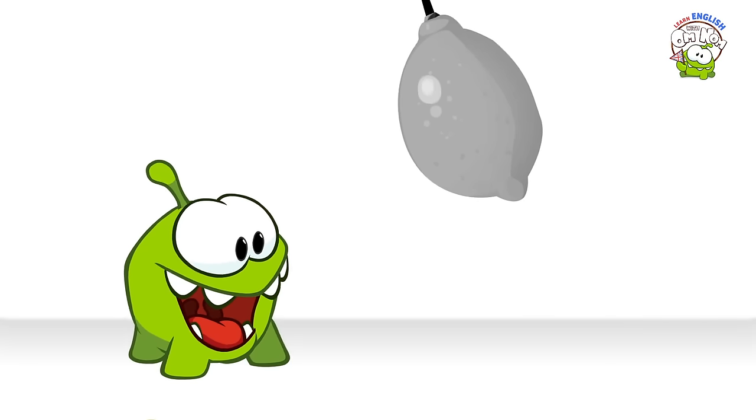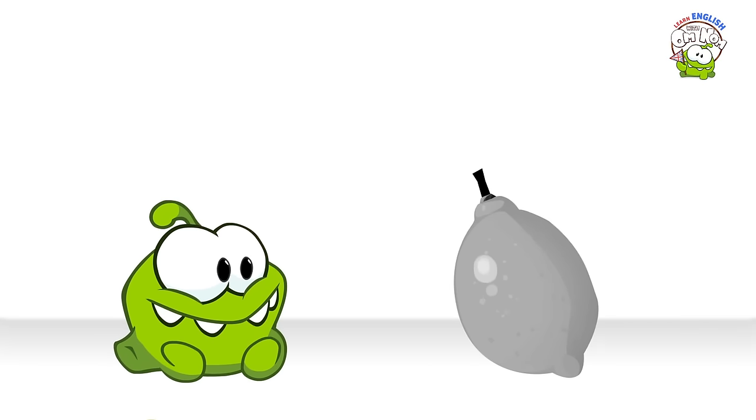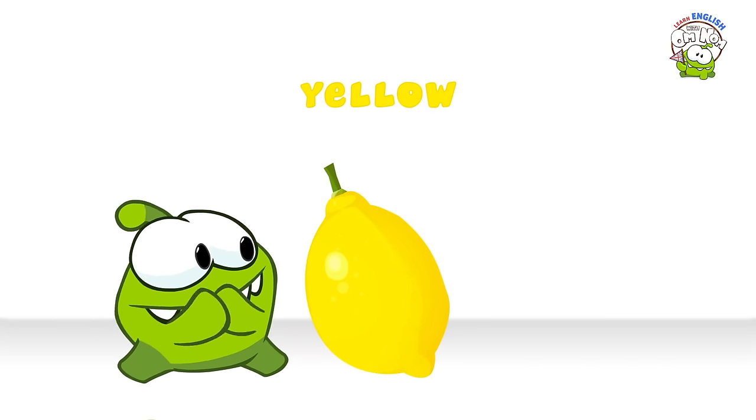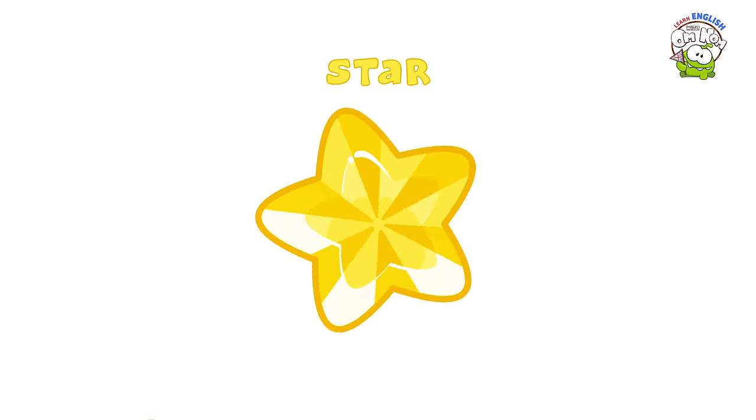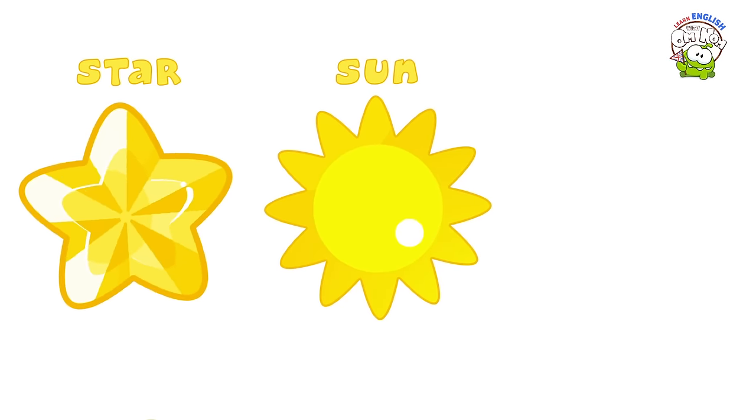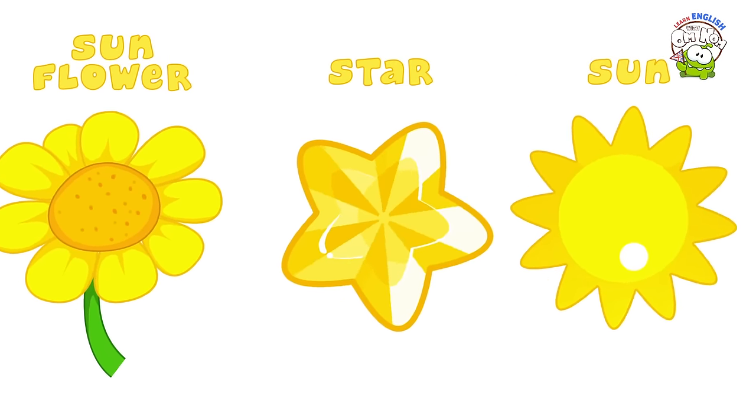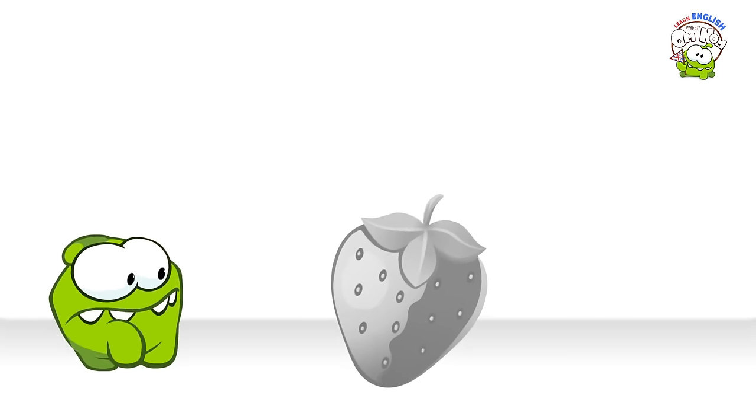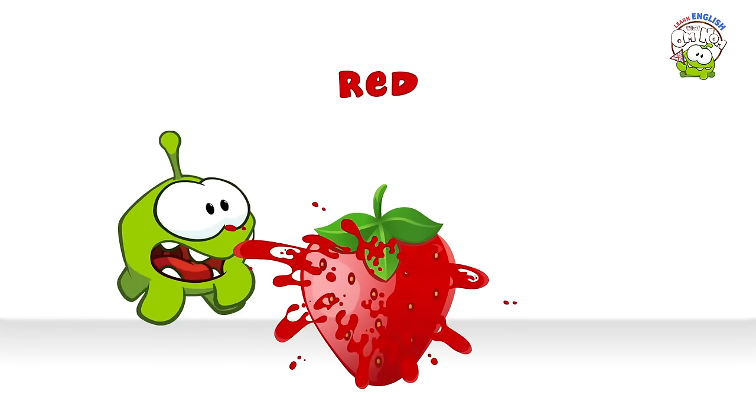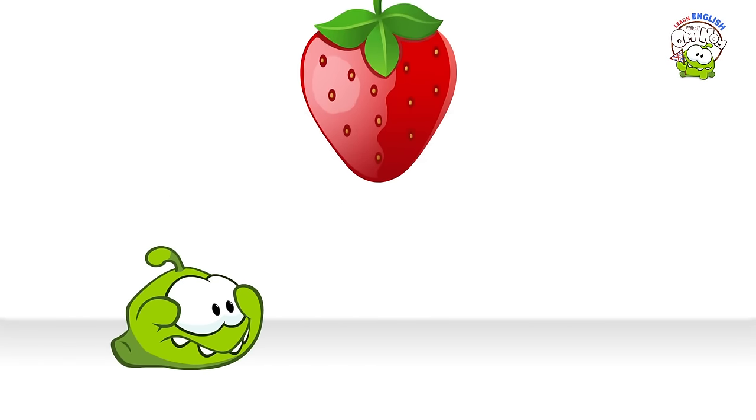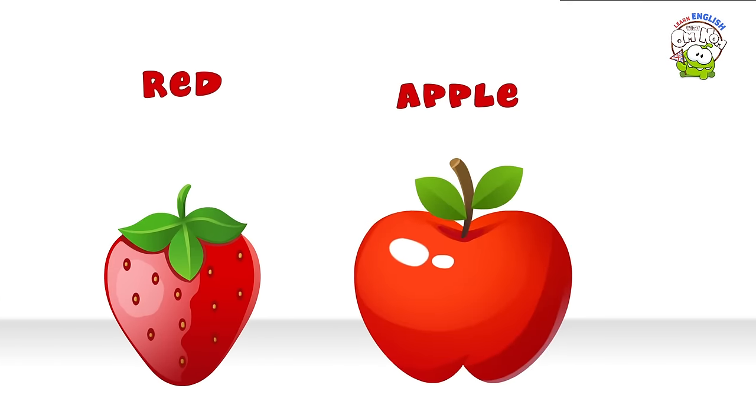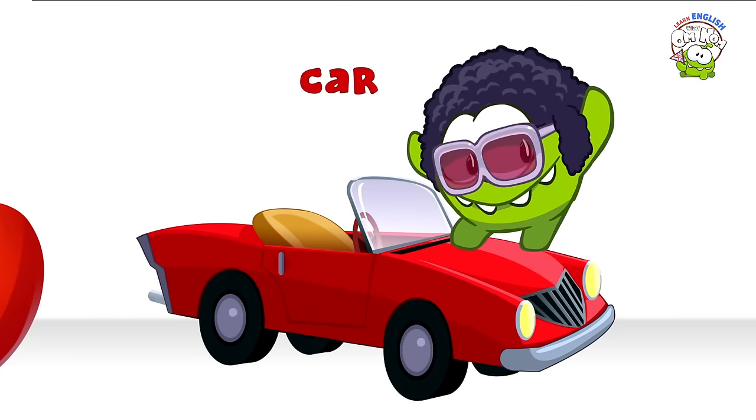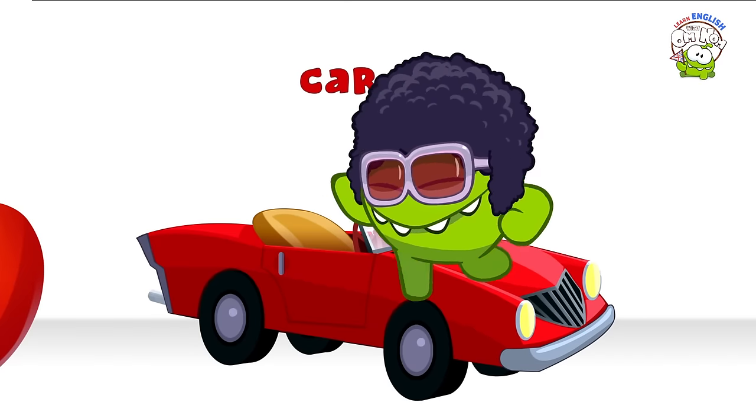What color is the lemon? Yellow, yellow, the lemon is yellow. Like the star, like the sun, like the sunflower. This is so much fun. What color is the strawberry? Red, red, the strawberry is red. Like an apple, like a car. You're doing great. Like a superstar.